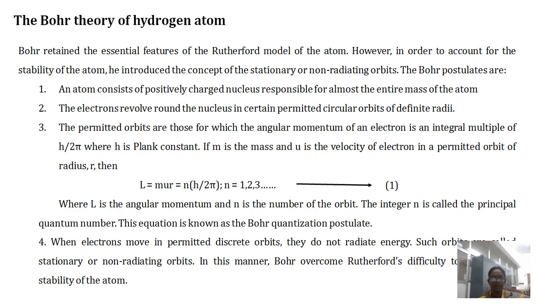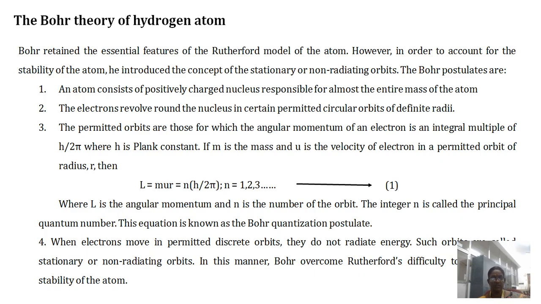orbits. According to Bohr, an atom consists of a positively charged nucleus which is responsible for almost the entire mass of an atom, and the electrons revolve around the nucleus in certain permitted circular orbits of definite radii. The permitted orbits are those for which the angular momentum of an electron is an integral multiple of h by 2 pi, where h is Planck's constant.